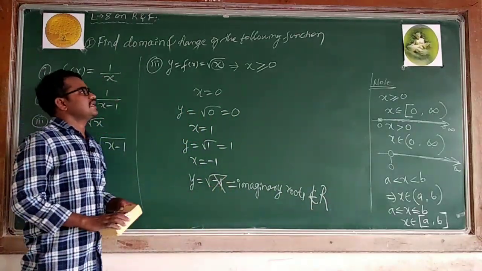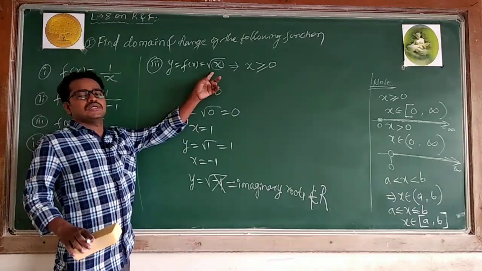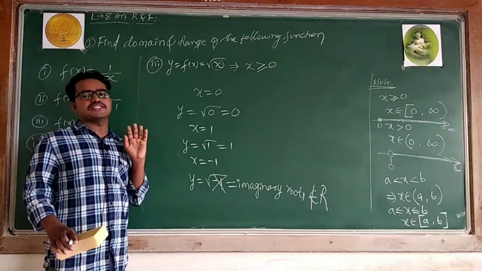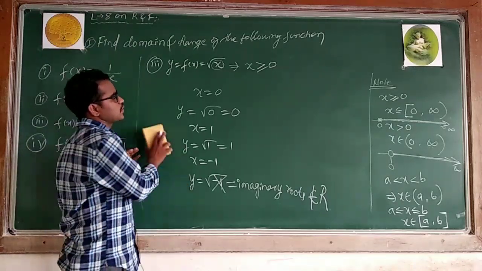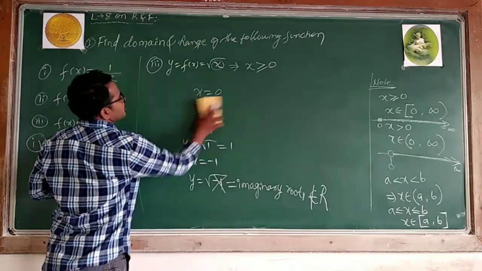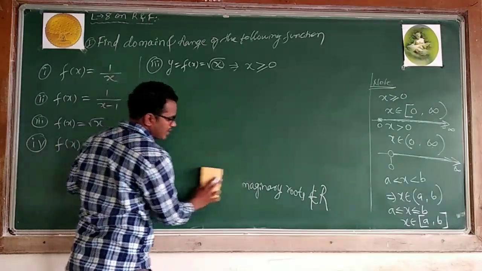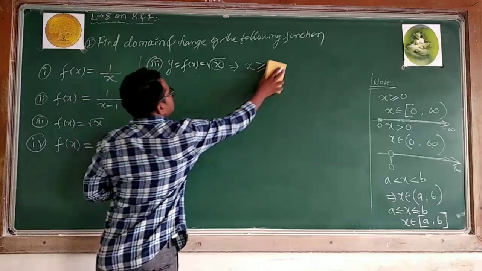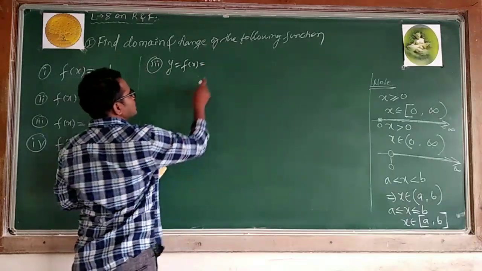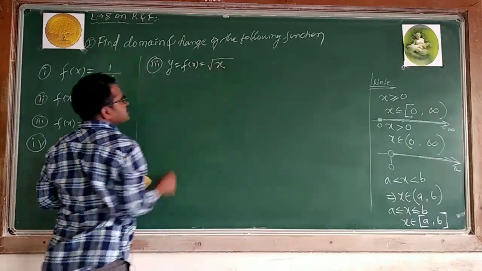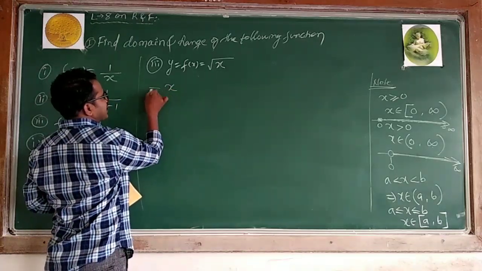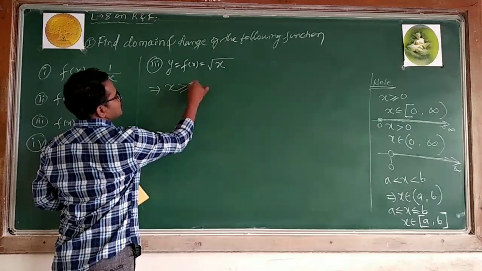Under root, there should be only a positive value, or you can say 0. This means x should be greater than or equal to 0. According to this I can understand the value of x. By the given function f of x is equal to root x, it implies that x should be greater than or equal to 0.